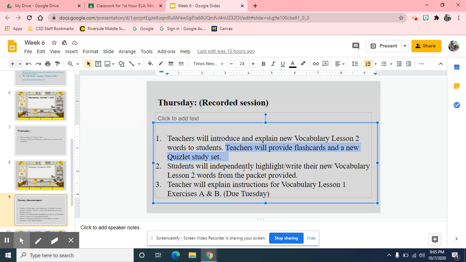You will work independently on highlighting the words in your packet. So I do have the packet with me. If you have the blue folder, I showed you yesterday how to take that vocab list. You have a packet that is stapled. It starts with lesson 1 and then lesson 2. We're done with lesson 1. Today you're doing lesson 2.